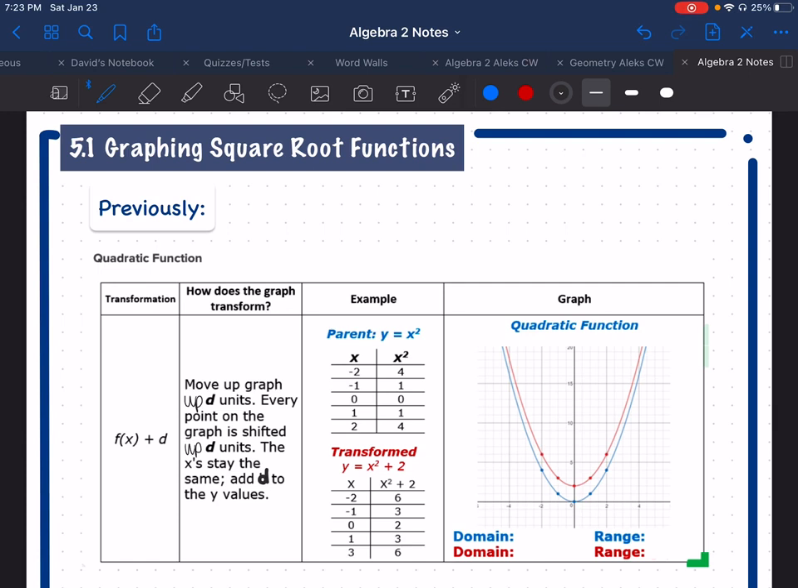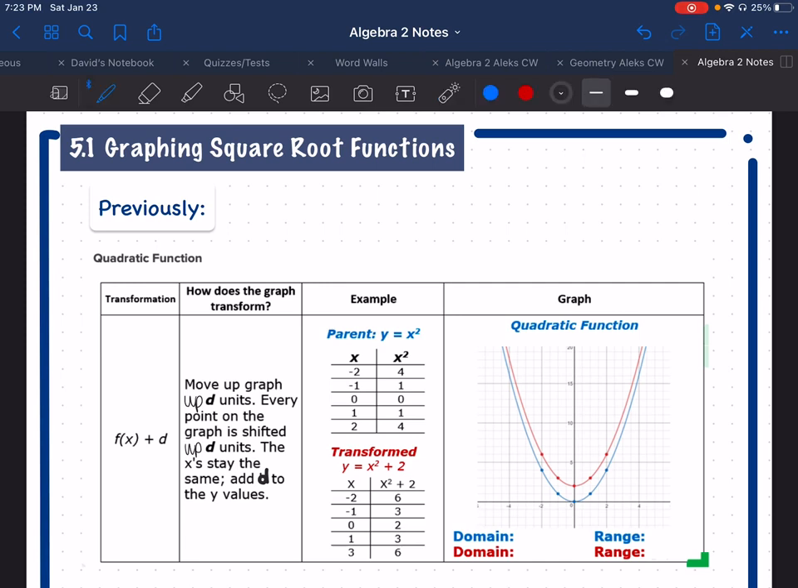So take a look at our two functions here. In blue, we have our parent function, y equals x squared. That's my parent parabola. And we see the graph there. And the red one is my transformed function, y equals x squared plus 2. So notice that we went from 4 to 2, but the y stayed the same. We went from 1 to 3, but it stayed the same. And it happens every time. At each and every y value, we simply add 2 to it.